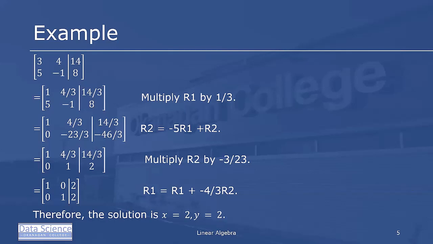So if we do that, we get 1 plus negative 4 thirds times 0, and 4 thirds plus negative 4 thirds times 1, and that's equal to 0. And we get 14 over 3 plus negative 4 thirds times 2. That gives us 2. So you can read straight off that x plus 0y equals 2, and 0x plus 1y equals 2. So x is 2 and y is 2.